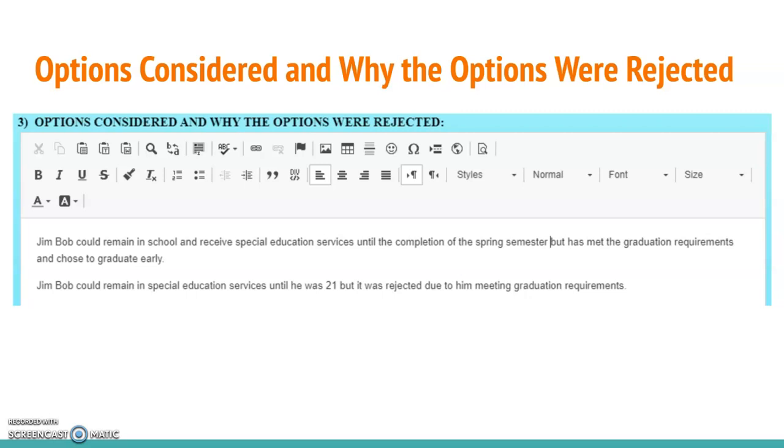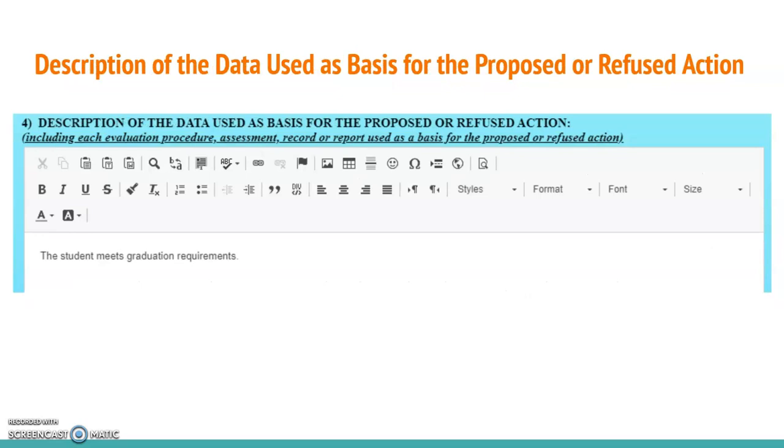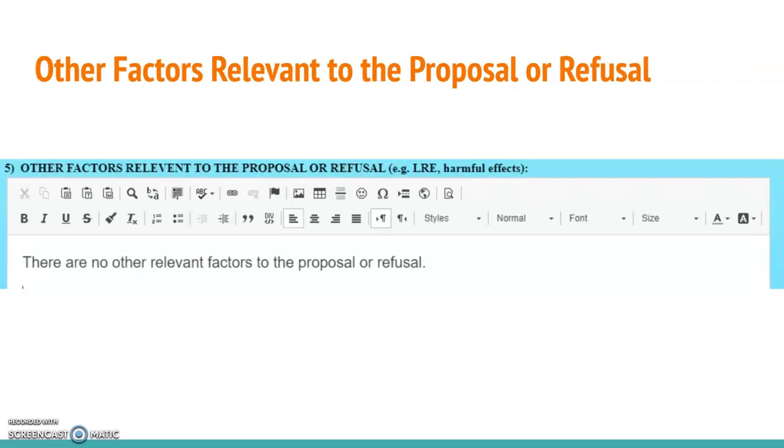In addition, it could also be that the student could remain in special education services until they were 21, but it was rejected due to him or her meeting graduation requirements. And then the description of the data: the student is meeting graduation requirements or they're aging out of special education. And then other factors relevant to the proposal: there aren't any more relevant factors because that student will be exiting special education.